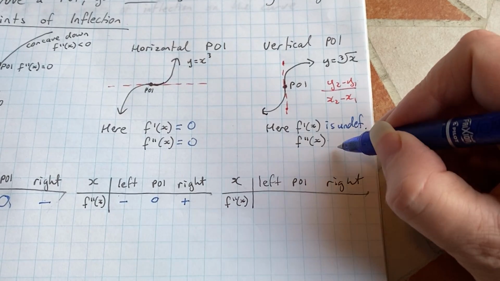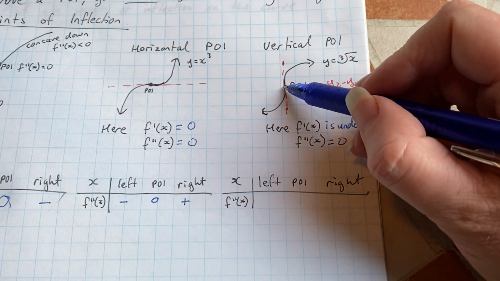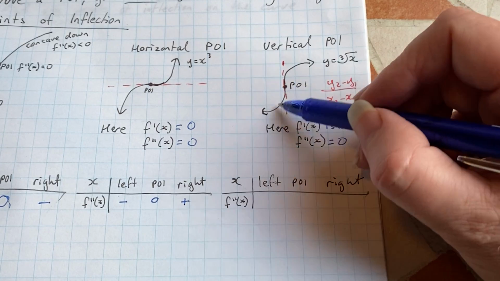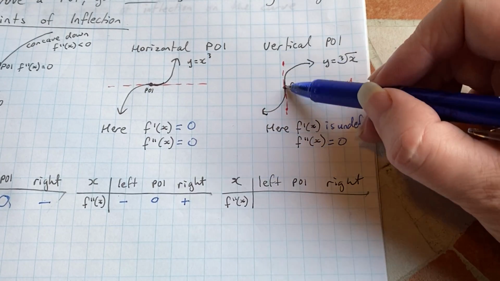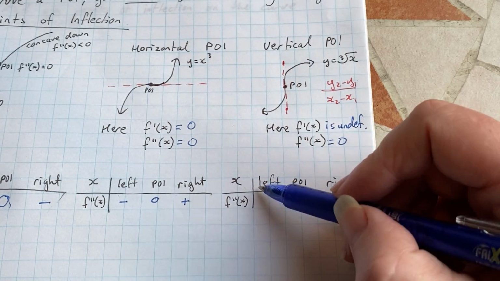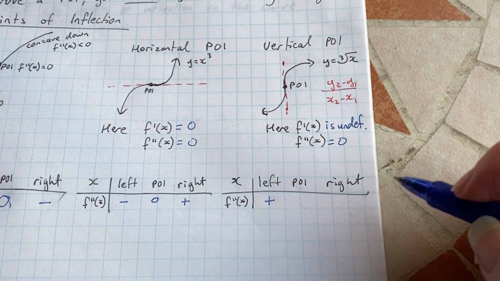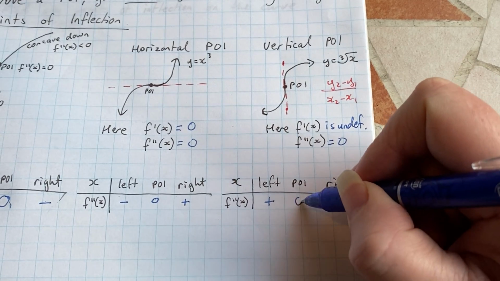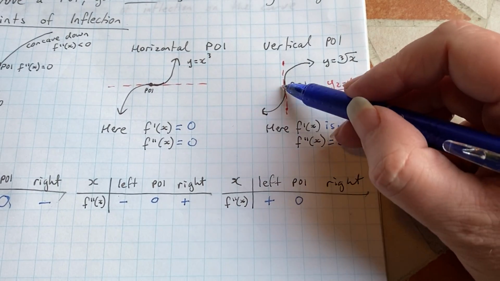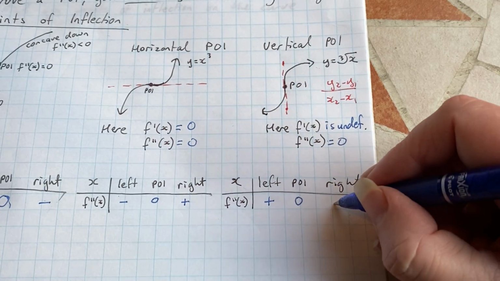The second derivative is 0. Here it is concave up, it's like part of a happy parabola. Here it's concave down. So to the left, happy parabola, it's a positive second derivative. Point of inflection is 0. And to the right, like a part of a sad parabola, it's negative.